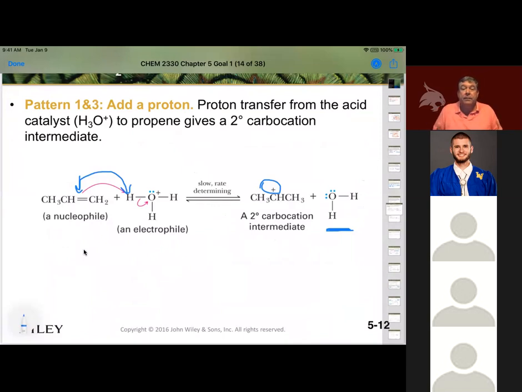Now we have this, and that is an issue because now we have a Lewis acid and a Lewis base, and that means we can go back and forth. That's what this double arrow means. It means that it's in equilibrium. So our pattern 1, which is adding a proton, and our pattern 3, which is a reaction between a nucleophile and an electrophile, Lewis acid, Lewis base. Those are the two things that happen. This is pattern 1. This is pattern 3. And so that's one thing we can do with an alkene.